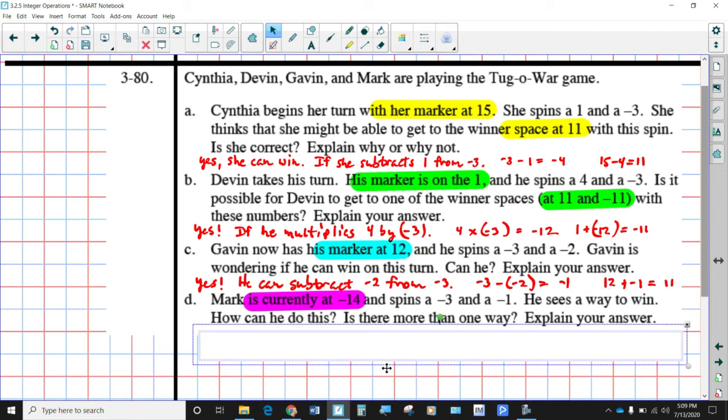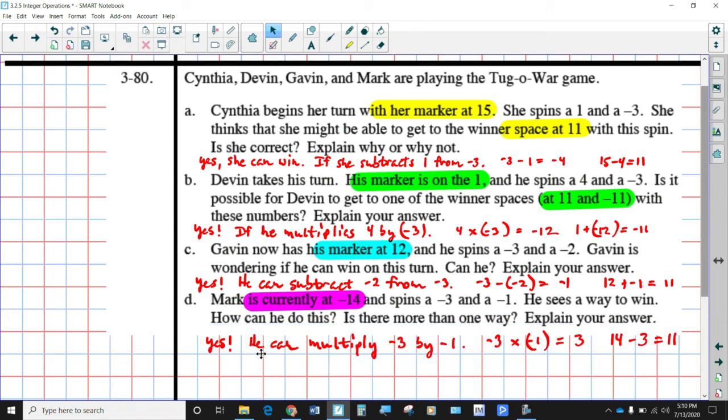And then the last one being Mark, who's at -14. What do we have here? Absolutely. He can multiply -3 times -1. And that's going to get you 3, and then take 14 minus the 3, and that would put you at 11. Actually, does that work? Hold on for a second. I think if that's 3, then that would have to be 17, right? I'm going to have to explore this a little bit. How can we make this work? Let me pause that for a second and see.